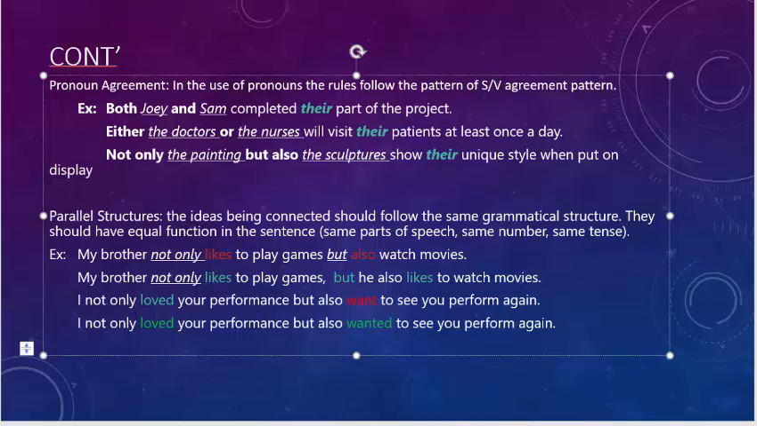Another example: I not only loved your performance but also want to see you perform again. In this example, "loved your performance" is in the past form, but "want" is in the simple form. It means they are not parallel. We have to make it parallel: I not only loved your performance but also wanted to see you perform again. So we have to make it parallel according to their part of speech, their number, or their tense.